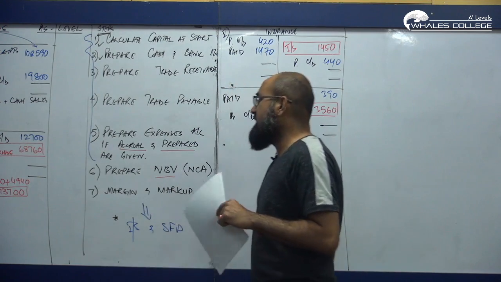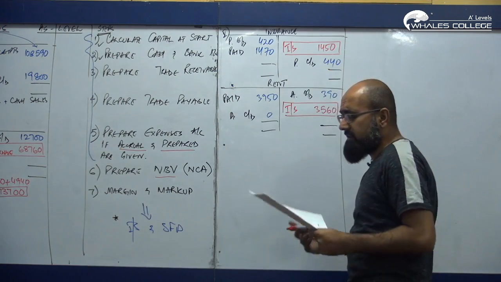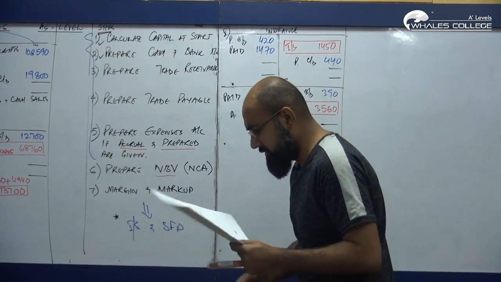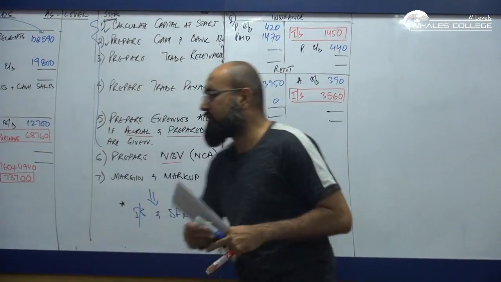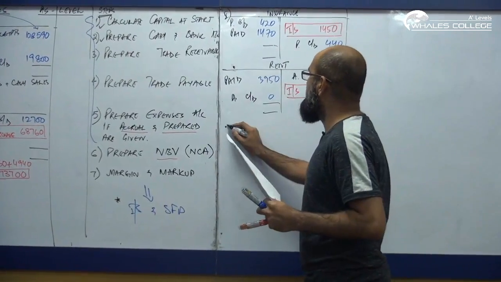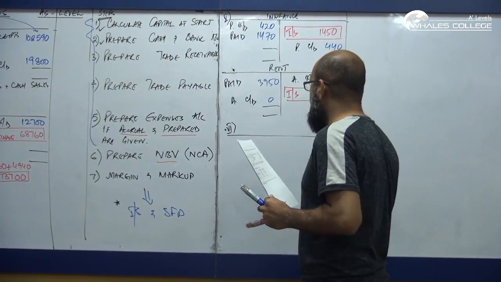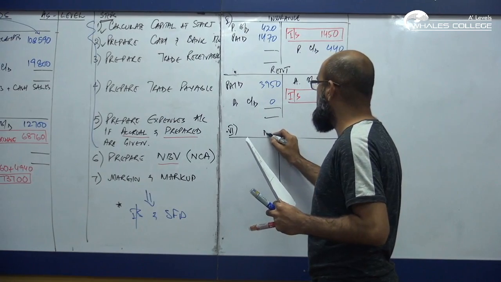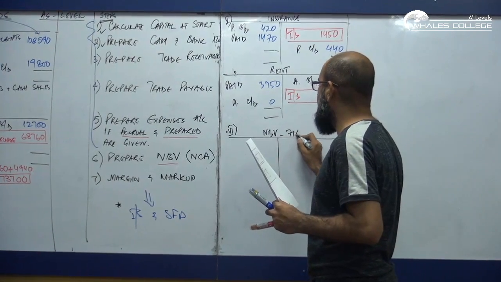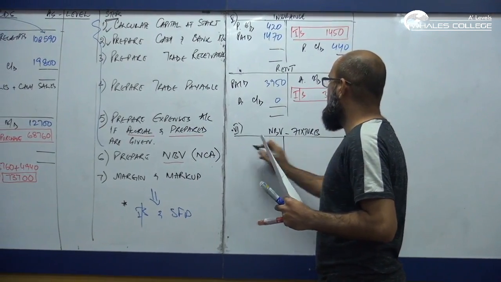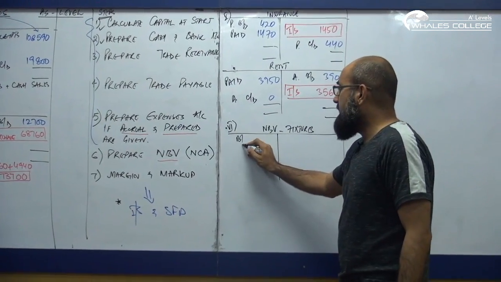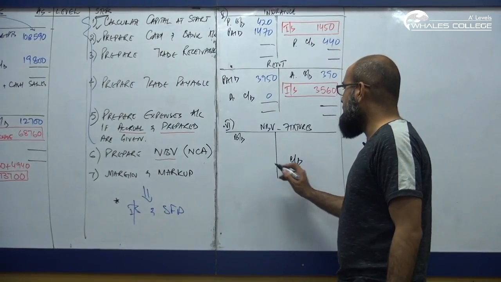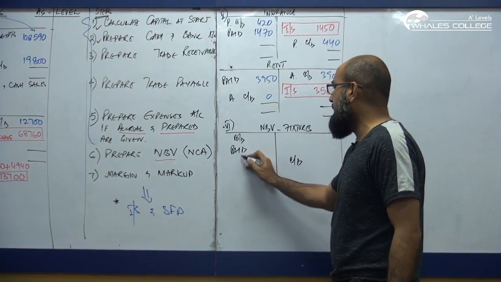Next step, NBV. If NBV is given for non-current assets, yes, we do have fixtures. Look at the starting and ending values. Step number 6, NBV account for non-current assets. So NBV for fixtures. Look at this if you do not remember the format: balance brought down, balance carried down, amount paid.